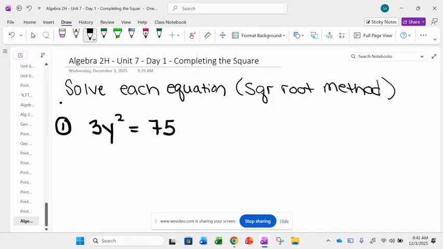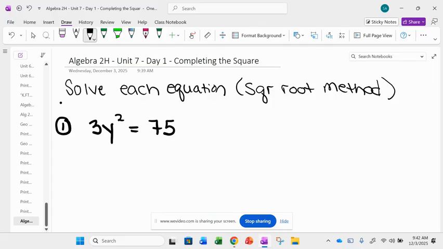So the first one is 3y squared equals 75. I want to solve for y using the square root method. When we're using the square root method, you want to make sure that whatever quantity is squared gets by itself. In this scenario, do we agree that only the y is squared? The 3 is not squared. So we want to get the y squared by itself. Anything that's not with that squared quantity, we have to move over to the other side. How will I move this 3 over to the other side?